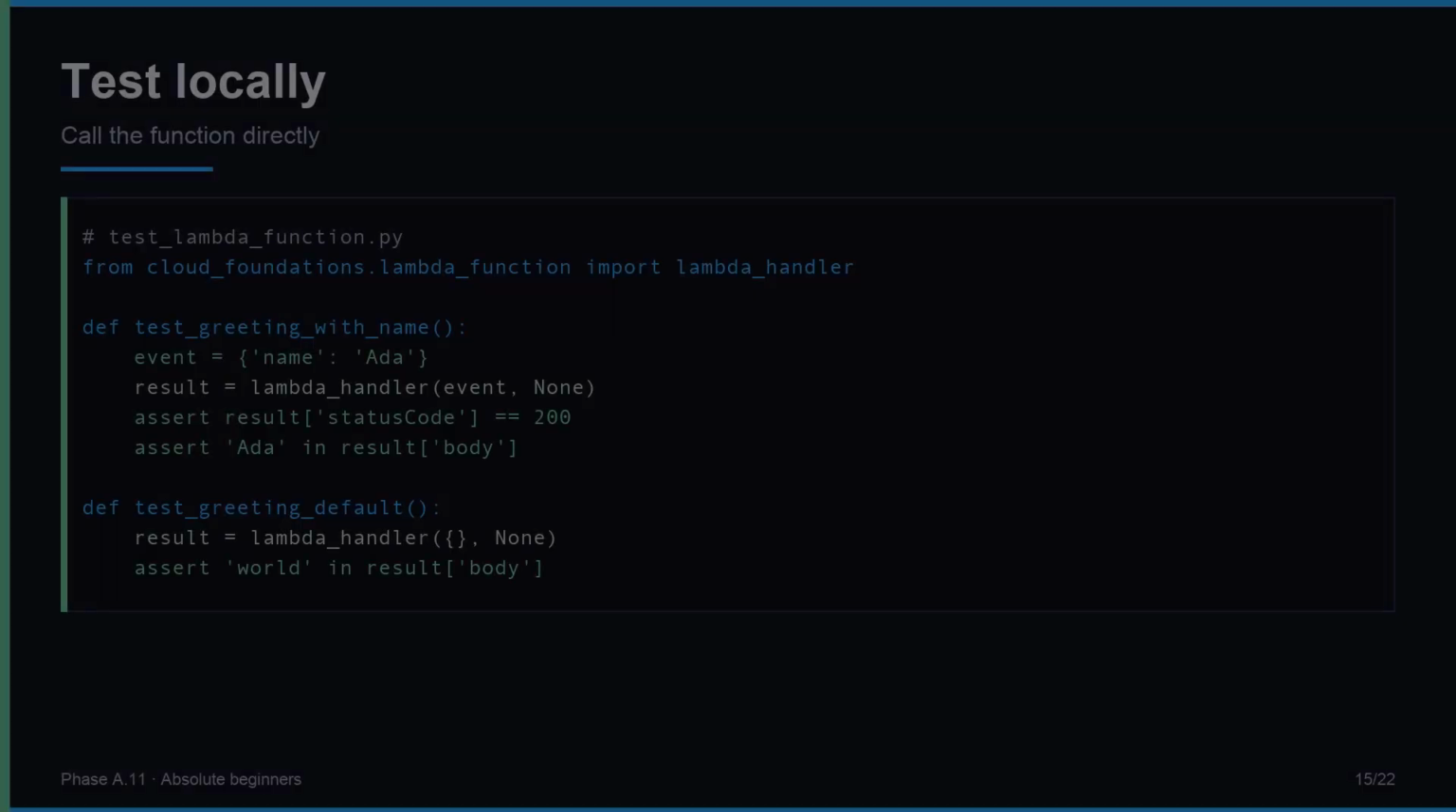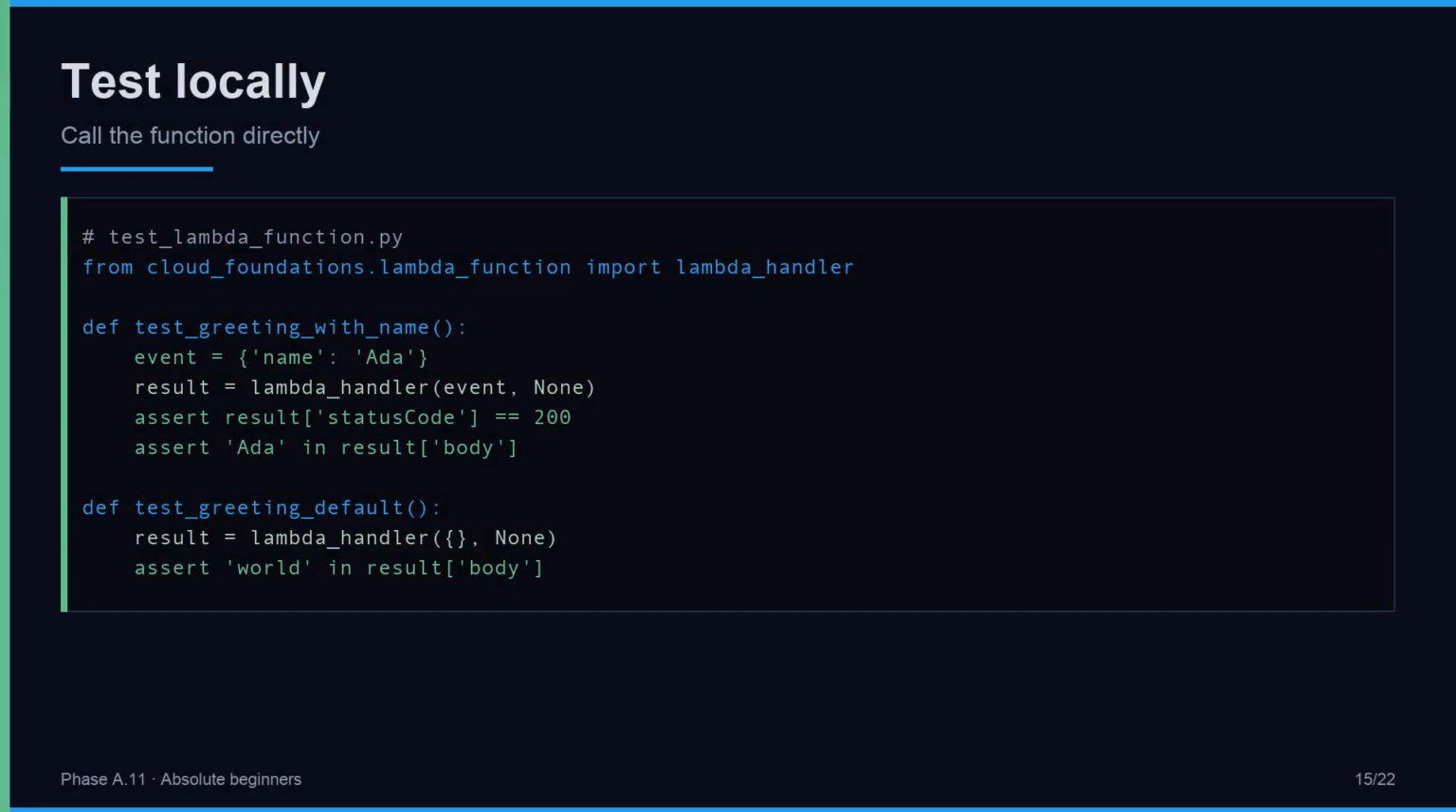The full picture. Here is how we test locally without deploying anything. We import the handler from the package. We write a test that builds a sample event dictionary, name equals Ada, and calls the handler directly, passing None for the context.